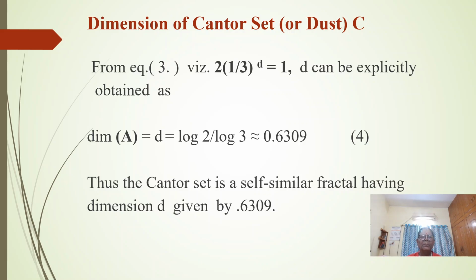Now, from the equation 2 into (1/3) to the power d is equal to 1, d can be explicitly obtained as dimension d is equal to log 2 by log 3, that is equivalent to 0.6309. Thus, the Cantor set is a self-similar fractal having dimension d given by 0.6309.